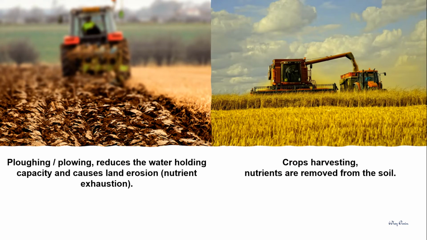Farming includes plowing activity, which will reduce the water holding capacity and causes land erosion. Eventually, the nutrient exhaustion occurs in that ecosystem.